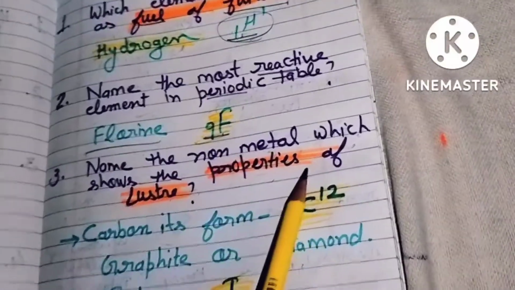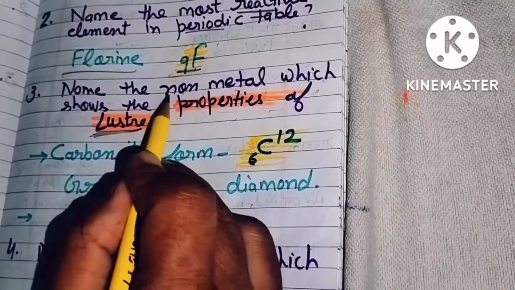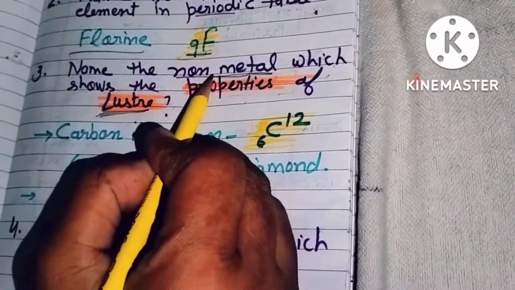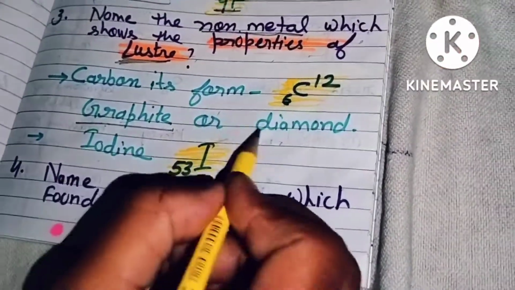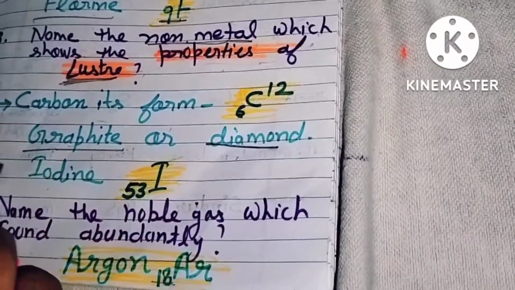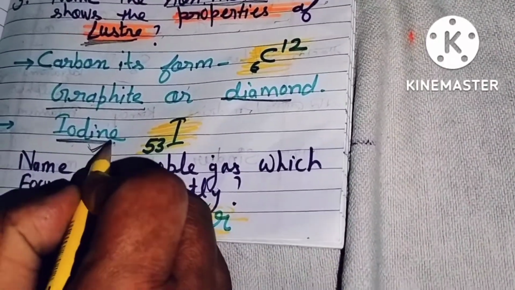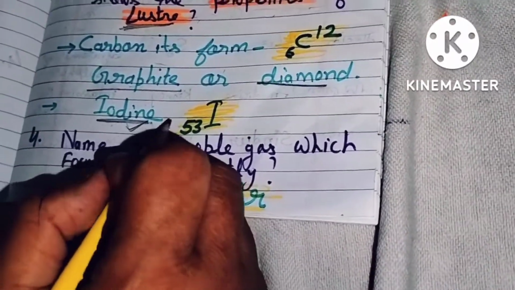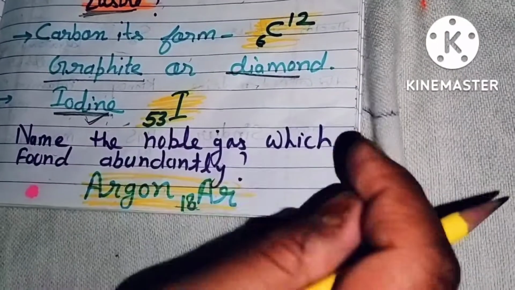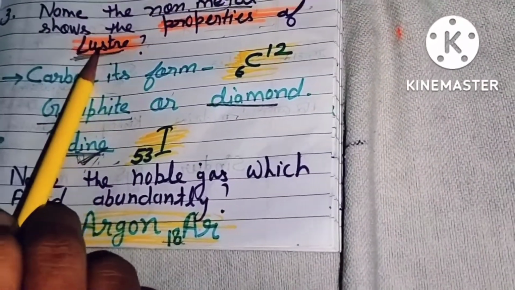Next, name the non-metals which show the property of luster. Luster means shining. Non-metals generally do not show luster, but carbon in forms like graphite and diamond does. The second element is iodine, which also shows luster. Besides these, all non-metals are non-lustrous, but carbon and iodine are non-metals that show the property of luster.